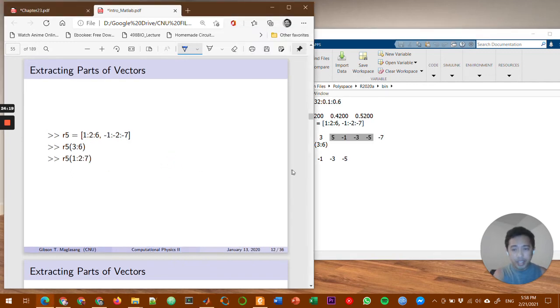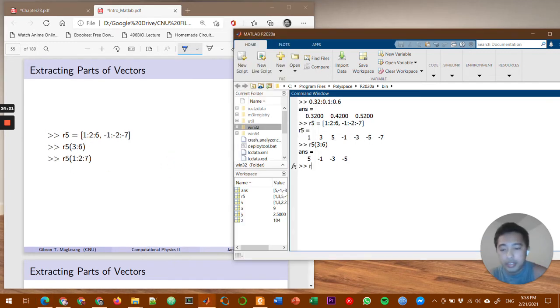How about this? We have R5, 1 colon 2 colon 7. So I get 1, 5, negative 3, negative 7. So starting at element 1, with an increment of 2 up to the 7th element, I get 1, 5, negative 3, negative 7.